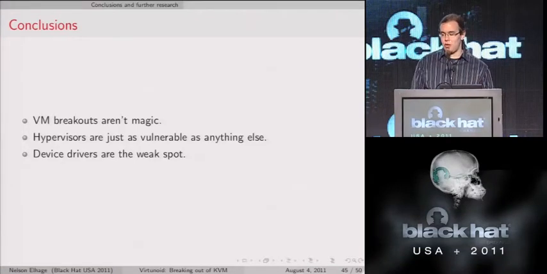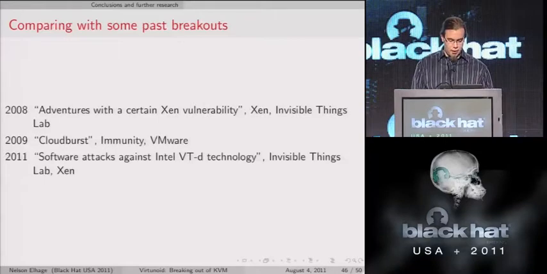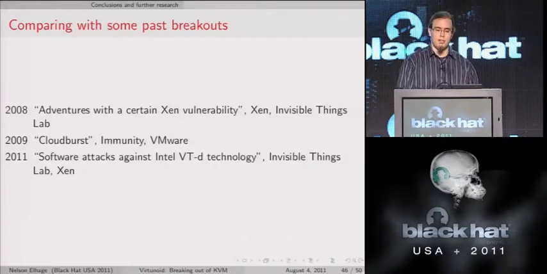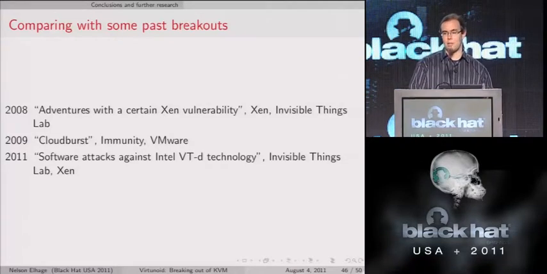And that's where you're going to find your bugs. And if we look at some past breakout attacks, Invisible Things Lab in 2008 published a paper called Adventures with a Certain Xen Vulnerability, where they took a Xen bug and showed how to weaponize it into a full escape. That was a simple integer overflow in the Xen virtual frame buffer, a classic bug type. They used some of the similar techniques that I do: ROP, ret to libc, get mprotect, etc.